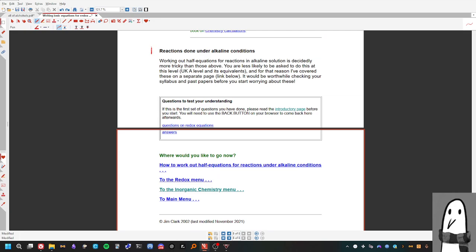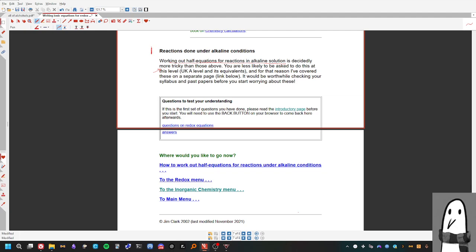Working out half equations for reactions in alkaline solution is decidedly more tricky. You are less likely to be asked about it at this level, and I've covered this on a separate page. It'll be worthwhile checking the syllabus and past papers.